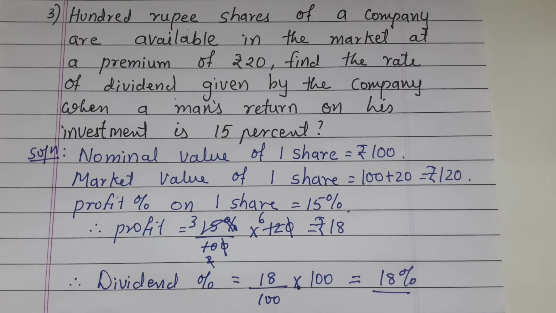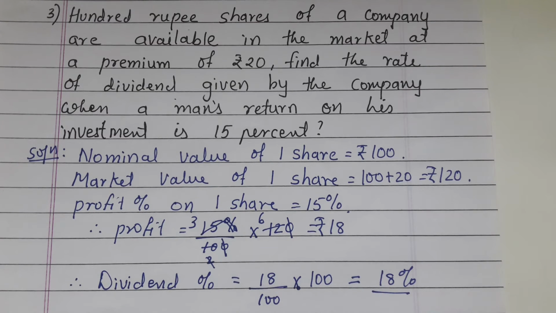Sum number 3. 100 rupee shares of a company are available in the market at a premium of rupees 20. Find the rate of dividend given by the company when a man's return on his investment is 15%.